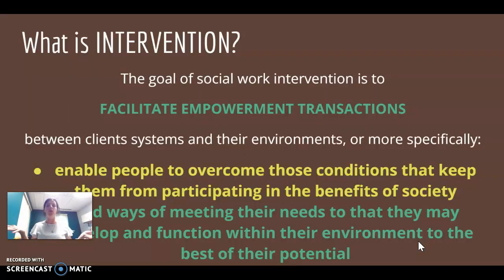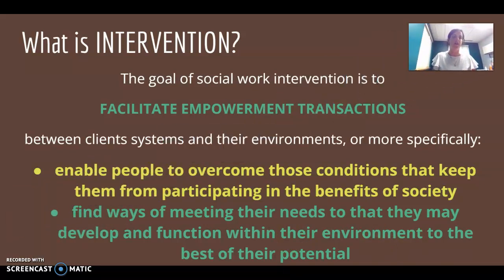So, the whole goal of the social work intervention during this stage, this little catchphrase, is to facilitate empowerment transactions. Those are really big words, but I think it really captures the essence and the vibe of what interventions are really tailored to be. So it's really focused on the client systems, whether it's your individual client.